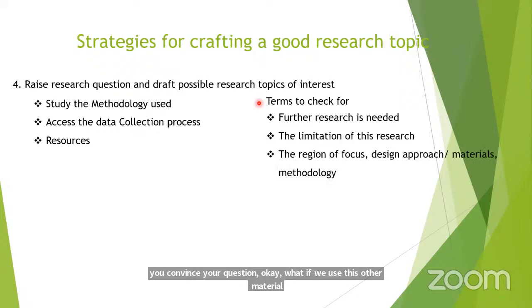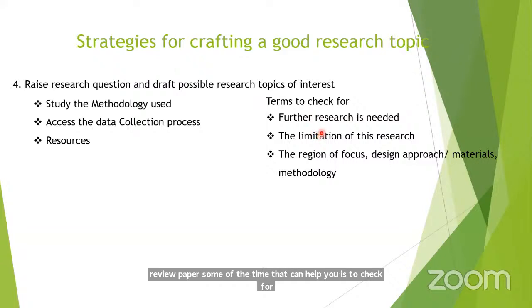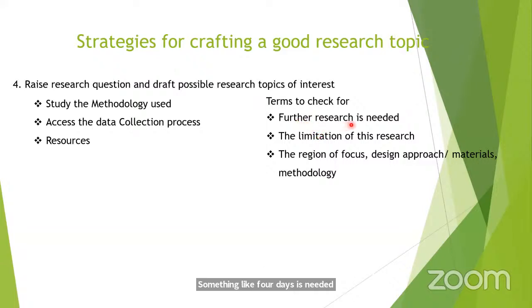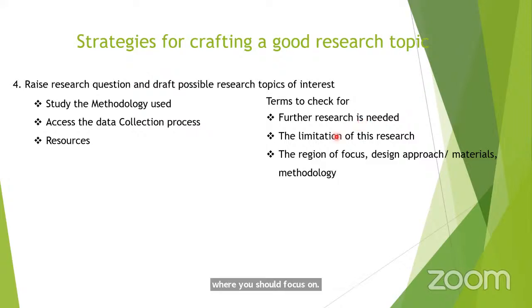And then some of the terms that can help you when you are reading review papers is to check for something like "further research is needed in." When you see something like this in a research paper, it can help you know these are the areas you should focus on and look at to study. Also, things like "the limitation of this research is." From this you can also identify that this research has some limitation, so they focus on this part and not on this part.